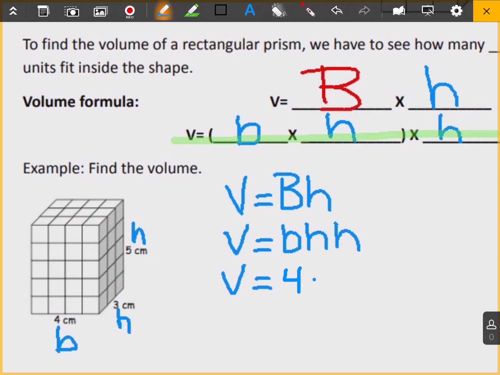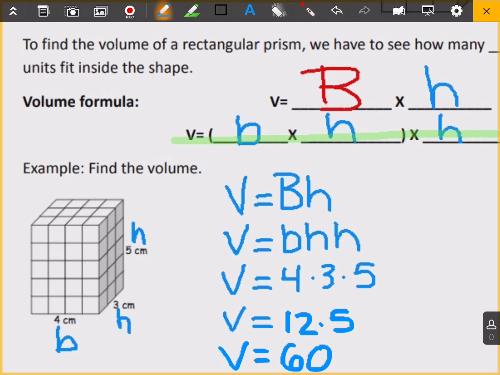Volume equals 4 times 3 times 5. I like to work from left to right, so 3 times 4 is 12, and 12 times 5 gives me 60. I need to double check what my measurement unit is, and that is in centimeters. And because it is volume, it is working with 3 multiplying together, so it is cubic, or with a 3 exponent. We would say this as either centimeters cubed or cubic centimeters. Let's go ahead and flip to the back and look at some more examples.